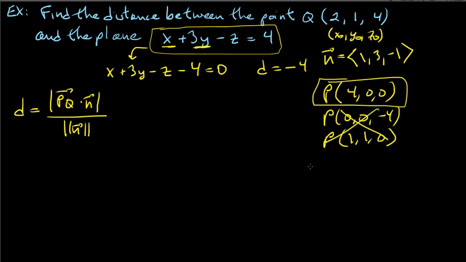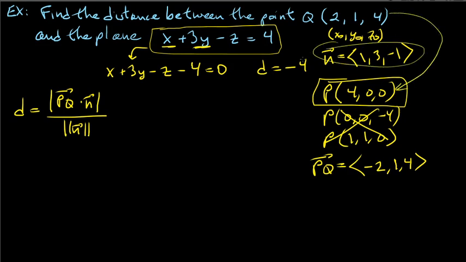Okay, so the vector from P to Q will be, let's see, 2 minus 4 is negative 2. And then 1 minus 3 is also negative 2. And then 1 minus 0 is 1, right? And then 4 minus 0 is 4. So I think I got that right. The problem is I was getting confused with this normal vector. So I think that's the vector from P to Q.